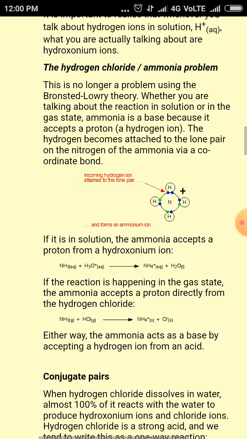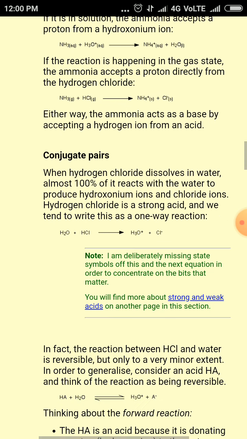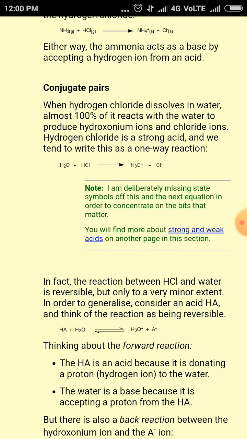So this is Bronsted-Lowry theory and conjugate pairs. What are conjugate pairs? According to this theory, when hydrogen chloride is dissolved in water, almost 100% of it reacts with the water to produce hydroxonium ion and chloride ion. Hydrogen chloride is a strong acid, and we tend to write it as a one-way reaction. You can see the reaction. In fact, the reaction between HCl and water is reversible, but only to a very minor extent. In order to generalize, consider an acid HA and think of the reaction as being reversible.